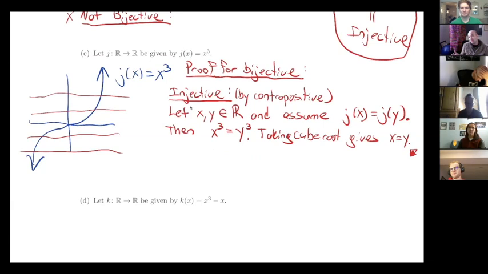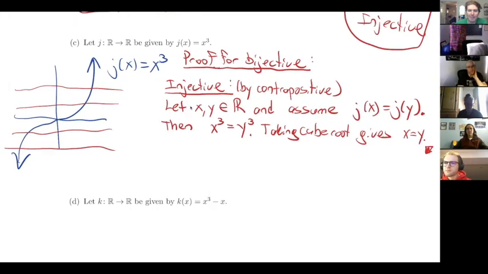Sometimes I think it's quite often that the contrapositive is a good way to prove the injective property, because it's a little bit harder sometimes to say, well, if x and y are not equal, why is x times x not equal to y times y? Yeah, you can try and do it directly too. Any questions? Okay, surjective.